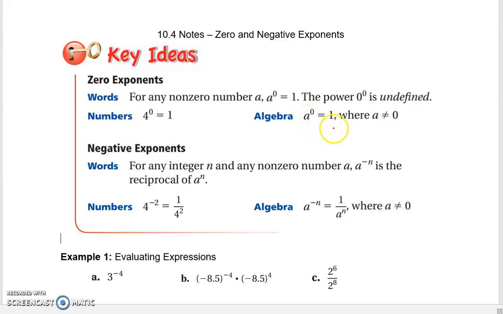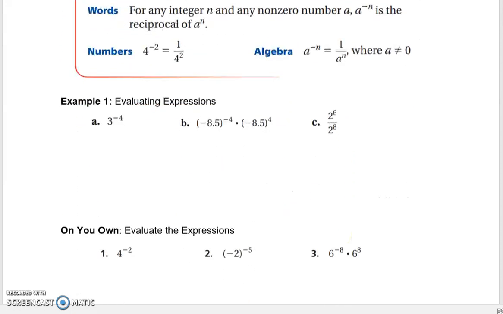The algebra is a to the 0, which is 1. Once again, a cannot be 0. For negative exponents, if you have 4 to the negative second, it becomes 1 over 4 to the positive second. That's just a pattern that you're going to have to get used to. The algebra form is a to the negative n equals 1 over a to the positive n. Once again, a cannot be 0.